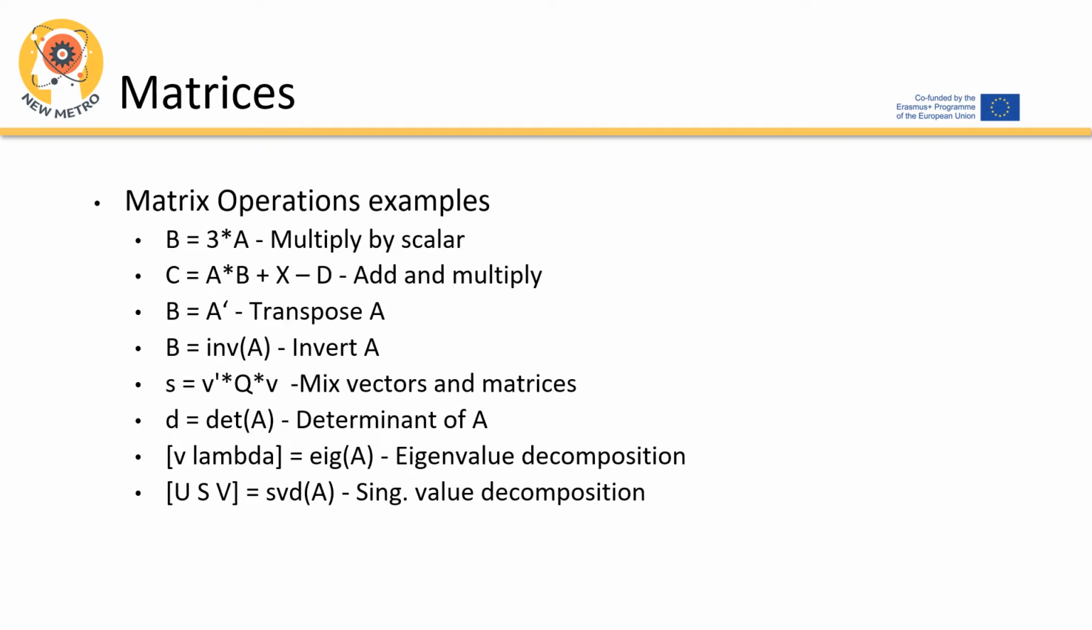Here we see some matrix operation examples. B = 3*A, we can multiply by a scalar. C = A*B + X - D, we can multiply matrices. B = A', which is the transpose of A. B = inv(A), we can invert A. S = V'*Q*V, where we can mix vectors and matrices. D = det(A), the determinant of A. [V, lambda] = eig(A), which is the eigenvalue decomposition, and [U, S, V] = svd(A), which is the singular value decomposition.